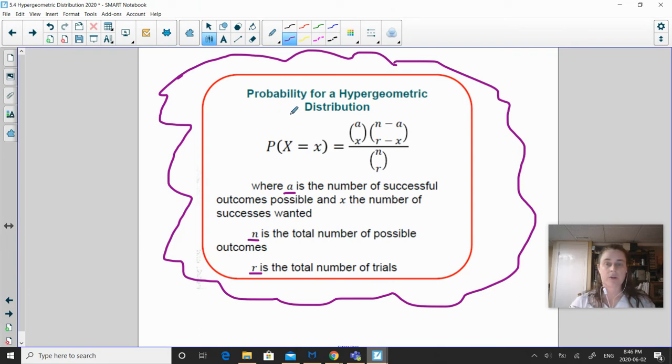So the probability for the hypergeometric distribution has this form, where A is the number of successful outcomes, X is the number of successes that you want, and then you have N minus A over R minus X, the total number of trials minus X, all over N choose R, or what I like to call the no restrictions case in the bottom. So lots of variables going on there, but it's more like the pattern that I showed you in the first example. But this is good to have, and good to have is your formula.